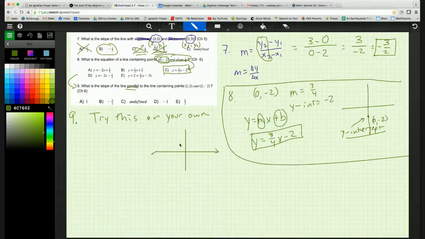So I'm solving this problem, but let's plot these points first. And let's go 2, 2. This is 2, 2. And 2, -2. Well, what do we got here? We have a horizontal line here. Or sorry, a vertical line. We have a vertical line, and the slope is undefined.